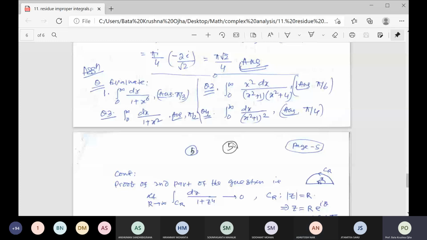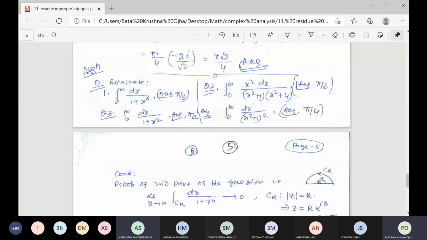Ansuman, what is the residue? Sir, 1 by 4i is the residue. Yes, sir, 1 by 4i. The residue is 1 by 4i. Right?